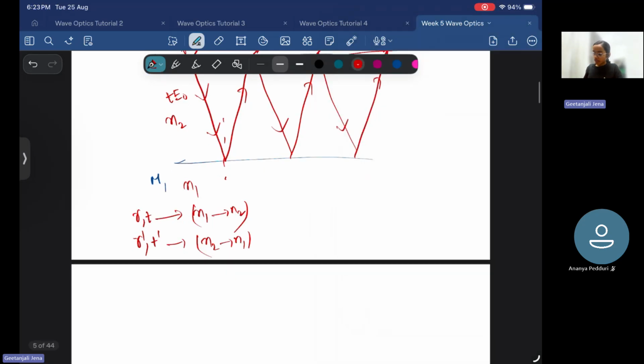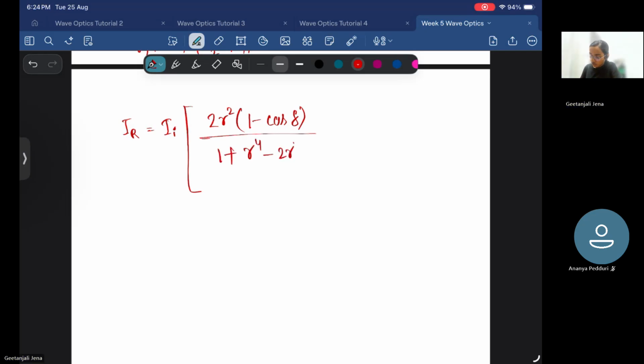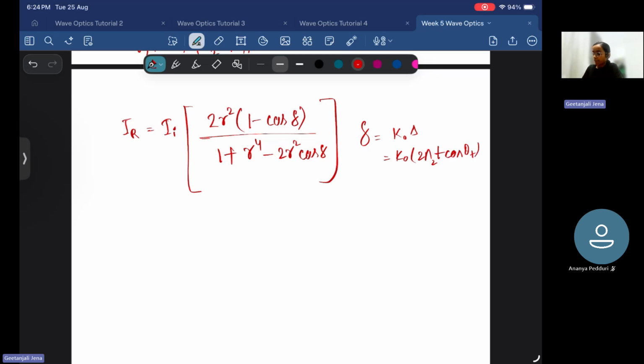So what we have found is that IR is the intensity of the incident light multiplied by 2R² (1 − cos δ) over (1 + R⁴ − 2R² cos δ). Here δ is nothing but the phase difference between two consecutive reflected light beams, which, if you recall, is k0 Δ, or k0 · 2n t cos θt.